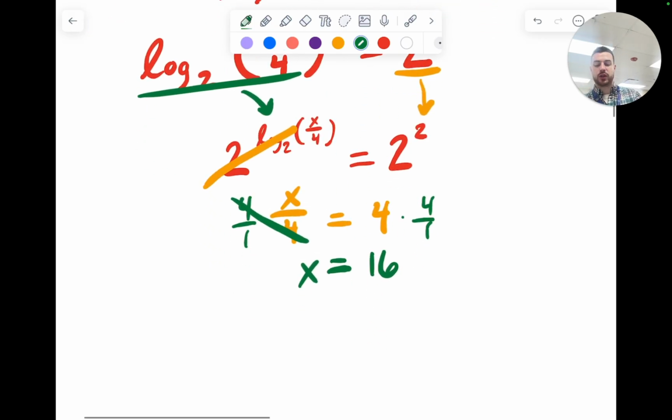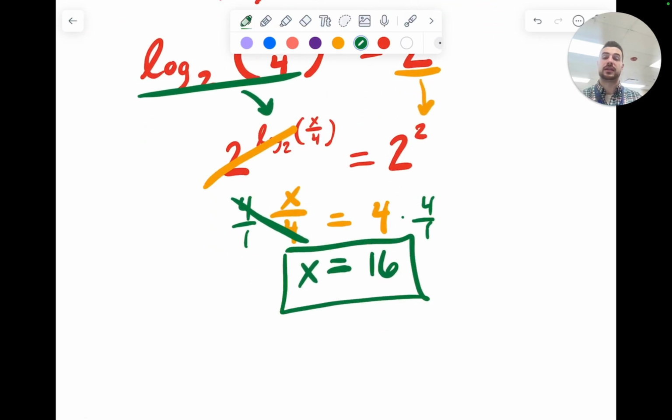So that is how we are going to solve logs. We're going to use our condensing properties to essentially isolate the log by itself. And then we're going to use the idea that logs and exponentials are inverses to undo each other. Then all we have to do is isolate the x value.